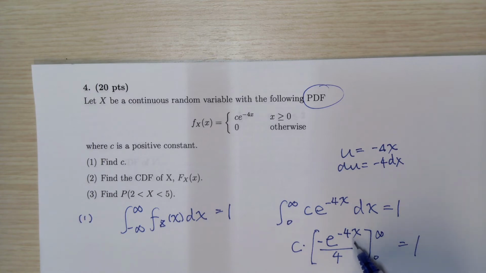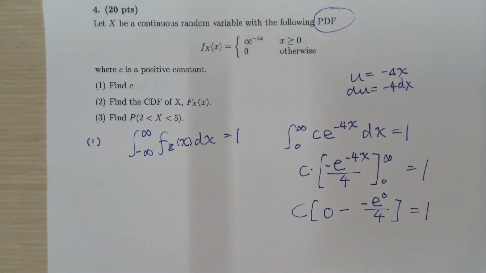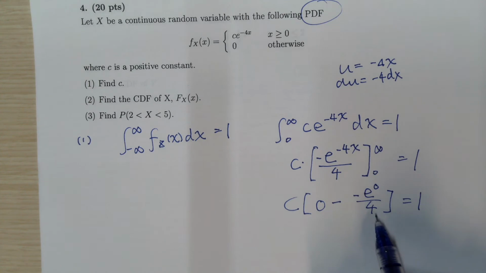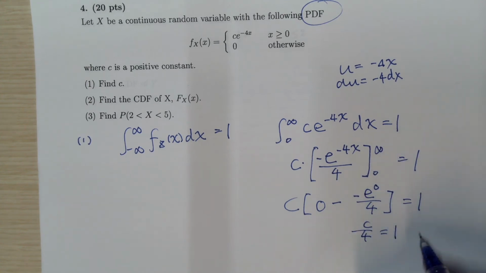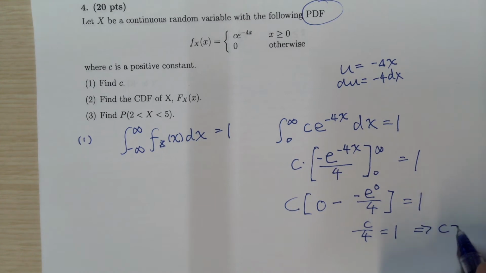If you plug in infinity, this part becomes 0, so it's minus 0. So it's C times 0 minus negative e to the power of 0 over 4, equals 1. As you can see, the minus becomes plus, so C over 4 equals 1. Easily you can derive that C equals 4. That's pretty simple.